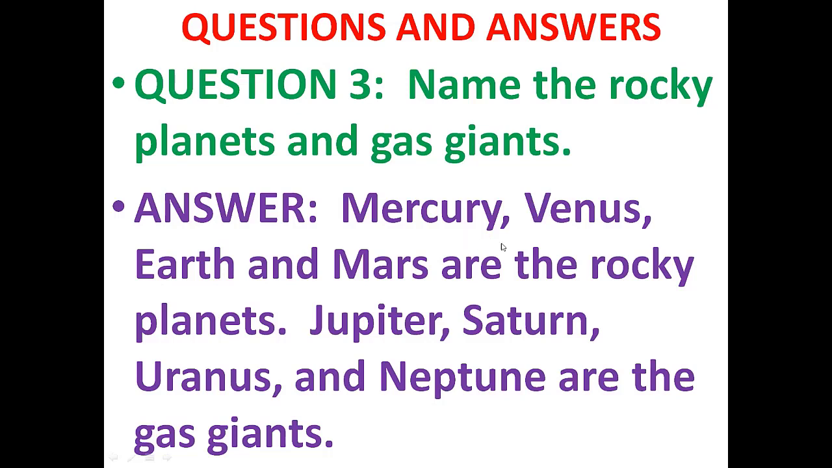Mercury is the smallest planet, Venus is the hottest planet, Earth has a good atmosphere for supporting life, Jupiter is the largest planet, Saturn is the second largest planet, and Neptune is the farthest planet.